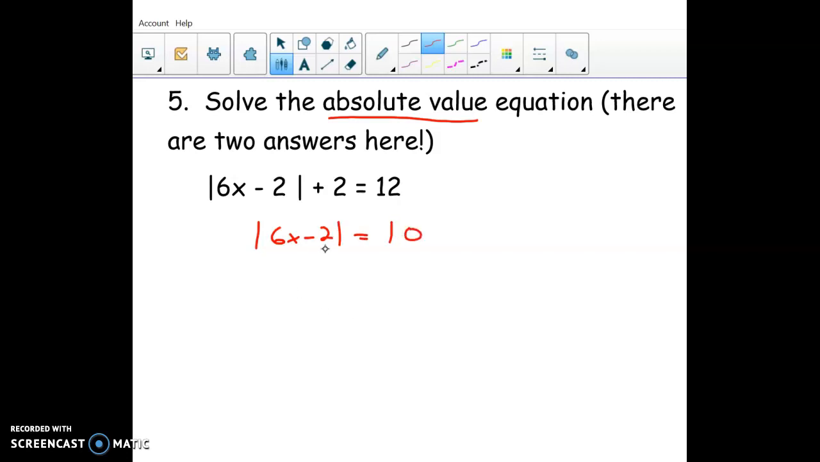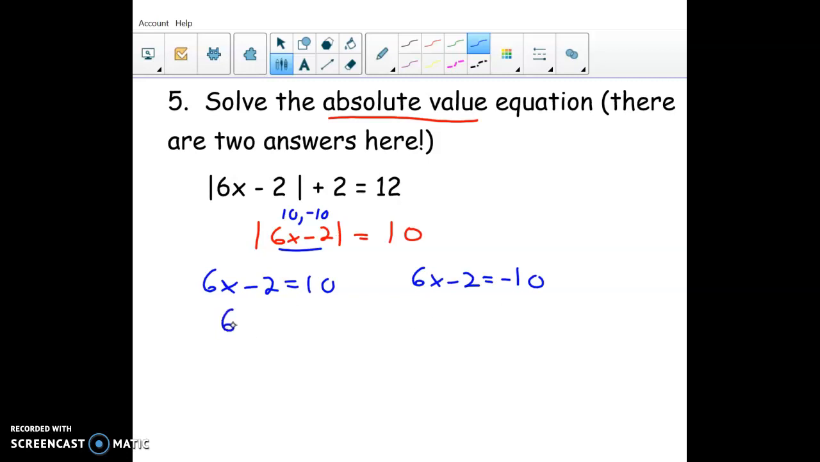Okay, and now that this is alone, I'm going to split it into 2 because basically I could either have 10 here or negative 10. So this expression could either equal 10 and it would be true because the absolute value of 10 is 10, or the expression could equal negative 10 and it would be true, because the absolute value of negative 10 is 10.